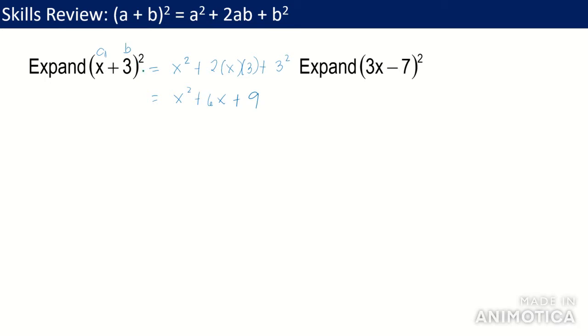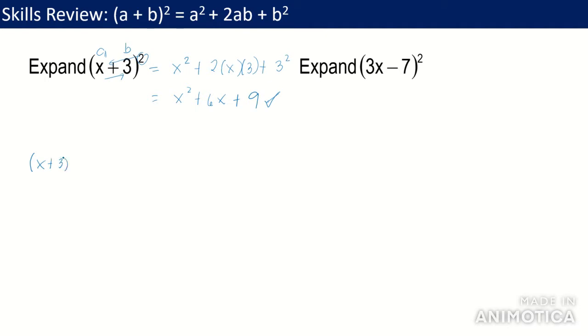Or we can just do it like this. Get the square of x, then we have x squared. 2 times x times 3 is equal to 6x. Then get the square of 3, and that is equal to 9. It's quite easy, right? But if ever you can't remember this pattern, you can always go back to this idea of exponents.